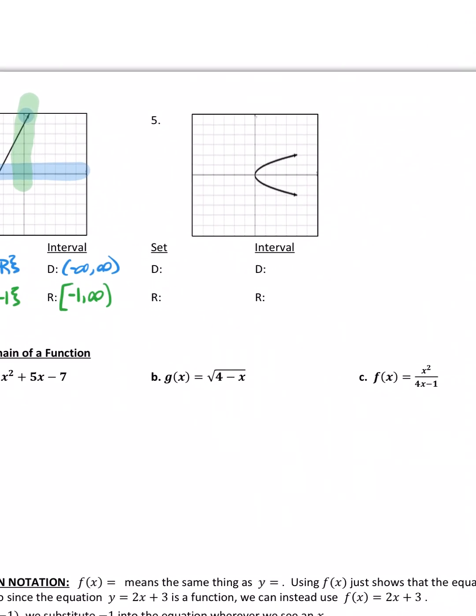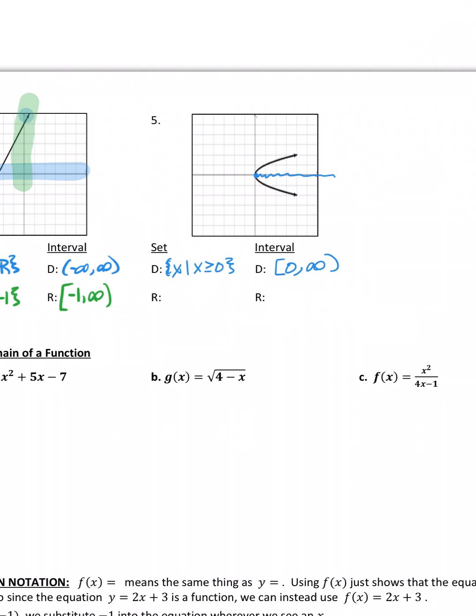Now, number 5. Let's look at this. Domain, if I collapsed down, where would my domain be? Well, starting here, it would go all the way out, right? So that would be x such that x is greater than or equal to 0. So in interval notation, it would be a bracket, 0 to positive infinity.